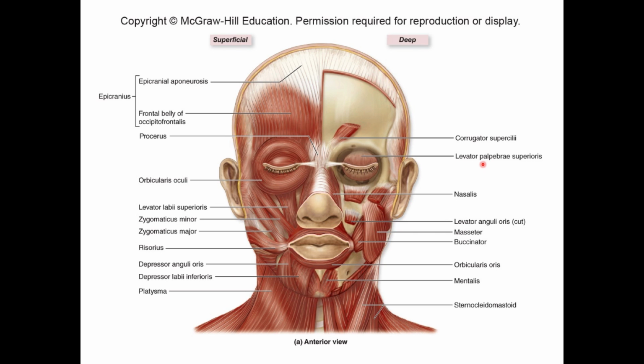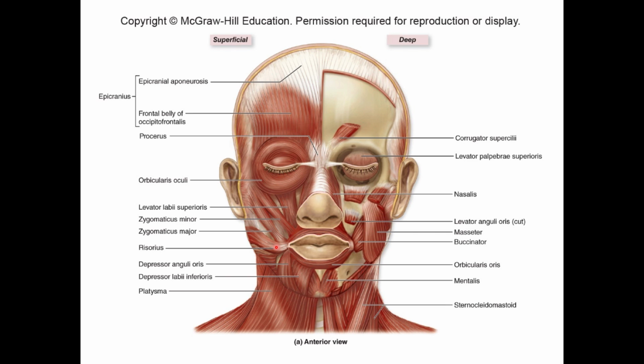We have the levator palpebrae superioris. And we can just break this down, right? It's just Latin. So levator means to lift. Palpebrae, that's what we call our eyelids. So wherever you see palpebrae, we're talking about eyelids. And then superioris, above. So lift eyelid above. This is how we open our upper eyelid to open our eyes.